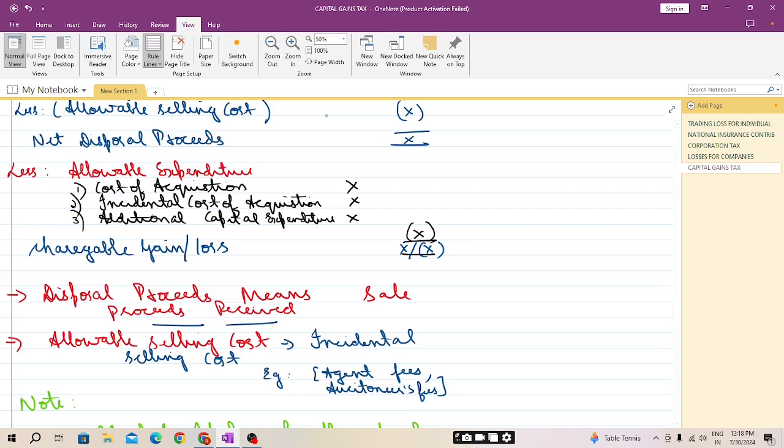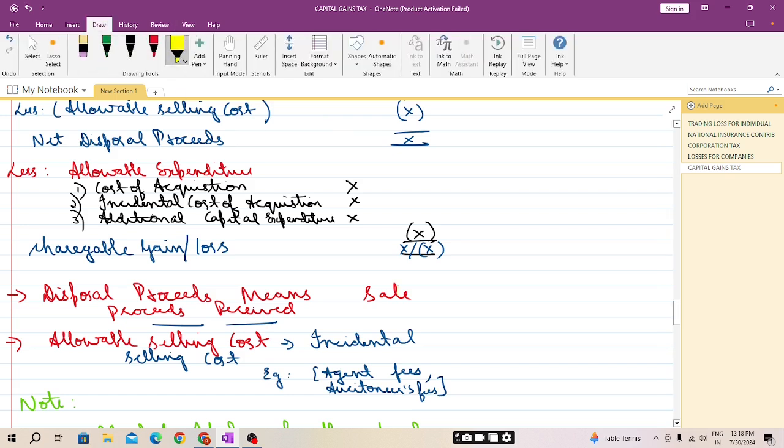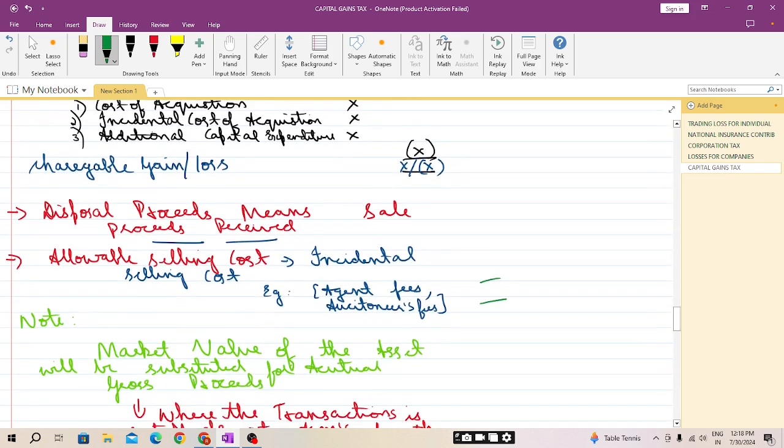Then coming to the disposal proceeds. Disposal proceeds will include, students, the sale proceeds received, and from the disposal proceeds we will deduct the allowable selling cost. Allowable selling cost will include the incidental selling cost. Examples are the agent fees and auctioneer fees, if we are paying any amount for the auction.